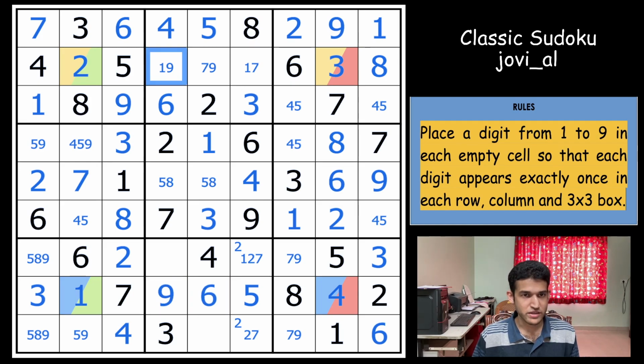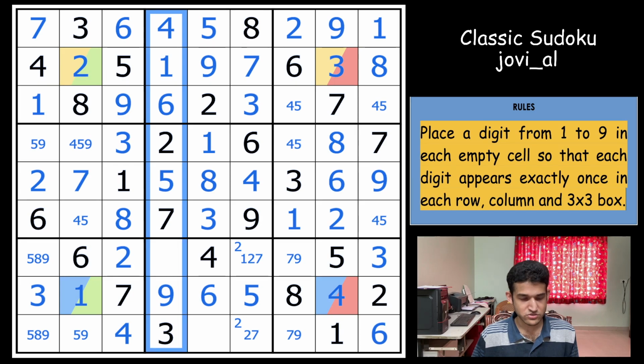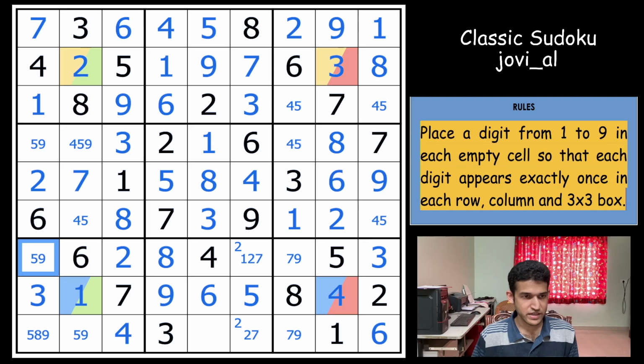That 9 gives a 1 here, a 7 here and a 9 here. And this 5 resolves this 5, 8 pair. So we have 1, 4, 6, 2, 5, 7, 3, 9. So this would be 8. And this is not 8, so that's 5, 9. So 5, 9 pair here gives me an 8.